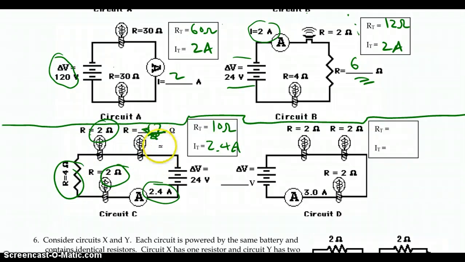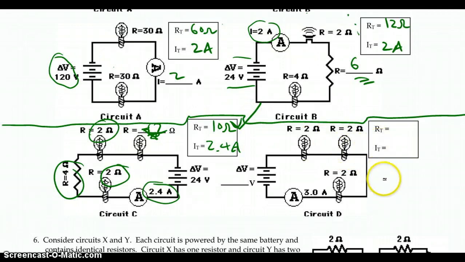So again, you can always check yourself. One of the nice things about electric circuits, you could always check yourself. Just go back and add everything up. It's 2 plus 2 is 4, plus 4 is 8, plus 2 more is 10. And it should match your total resistance value. And we can put a big check mark next to that.